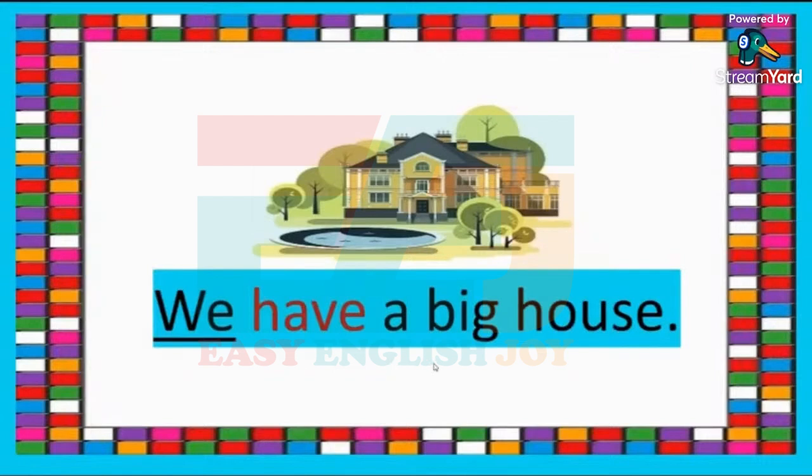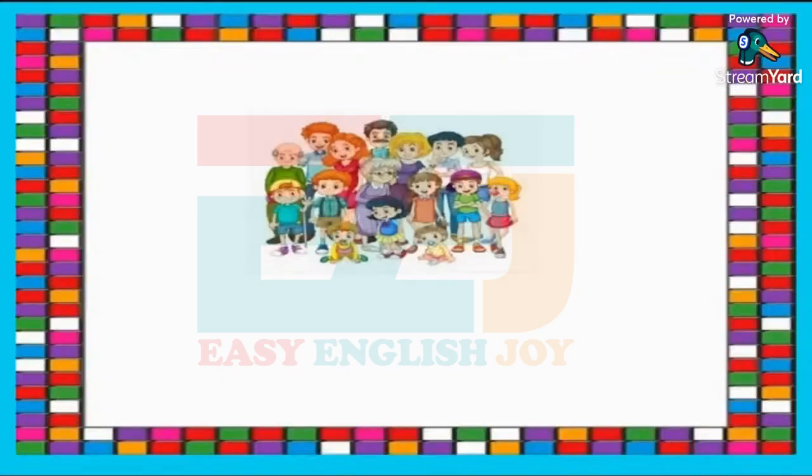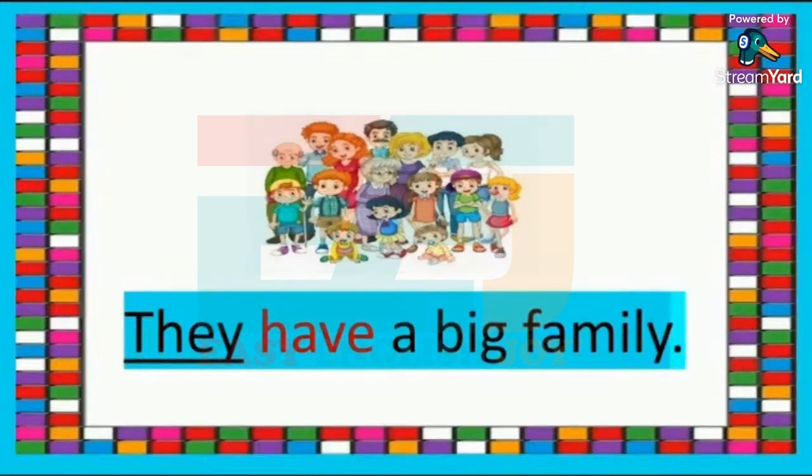We have a big house. Alright? So we here is used for have because we is a plural pronoun. So we use have. We have a big house. They have a big family. So they is a plural pronoun, so we use have. They have a big family.